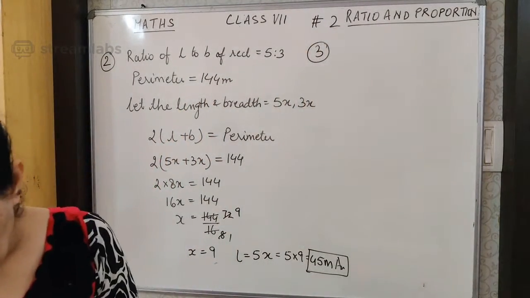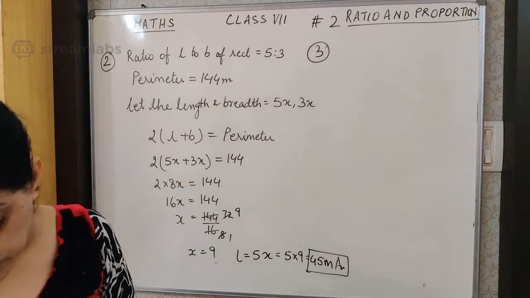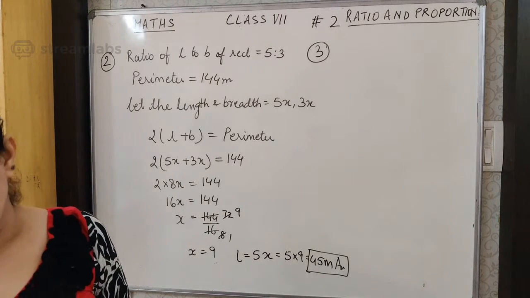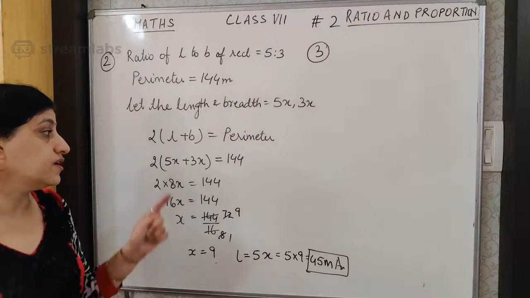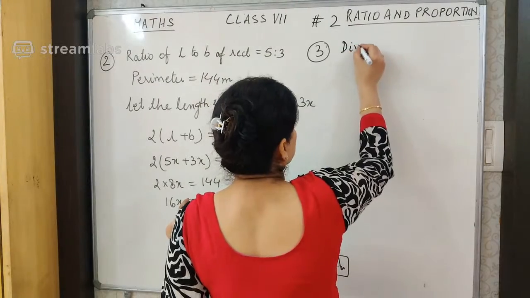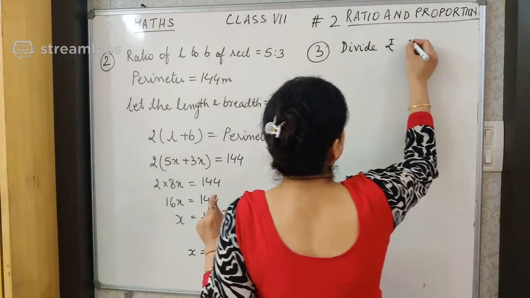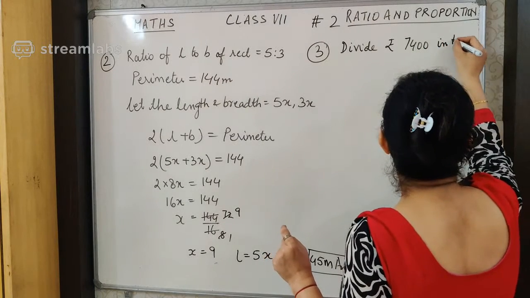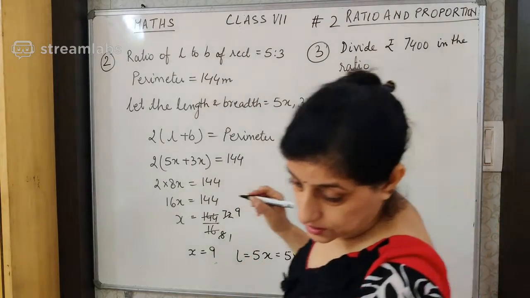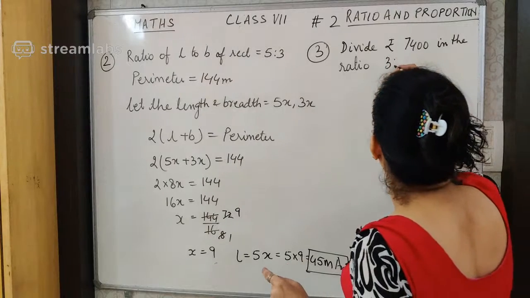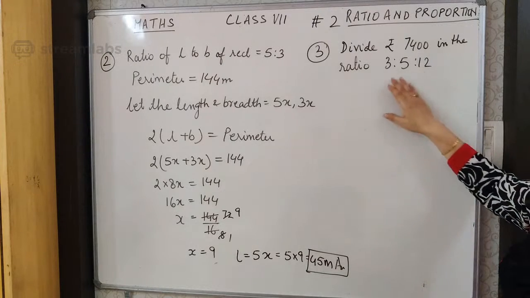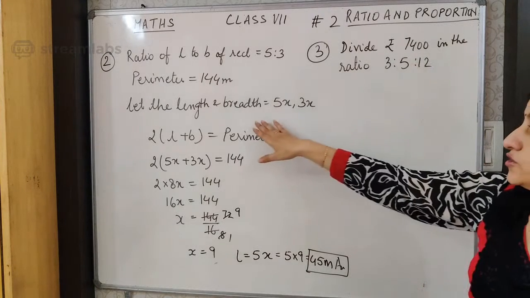And the next question is, divide rupees 7400 among 3 people in the ratio of 3:5:12. Now this is another type of question, okay? What the question is, we have to divide rupees 7400 in the ratio 3:5:12. When we have to divide the given number in this ratio, this question also can be done like this.